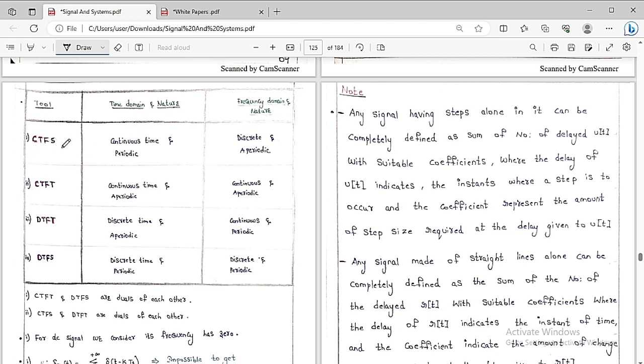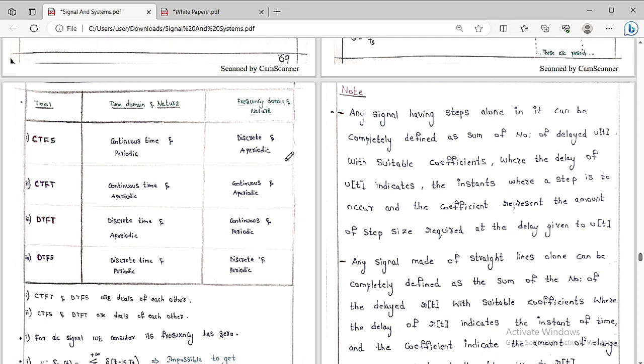So, continuous time Fourier series. It is applicable for continuous time signals which are periodic in nature. For these signals, we are going to apply the continuous time Fourier series. Then what do we get in the frequency domain? We get the magnitude spectrum as well as the phase spectrum. The magnitude spectrum is discrete in nature, and the phase spectrum is also discrete in nature.